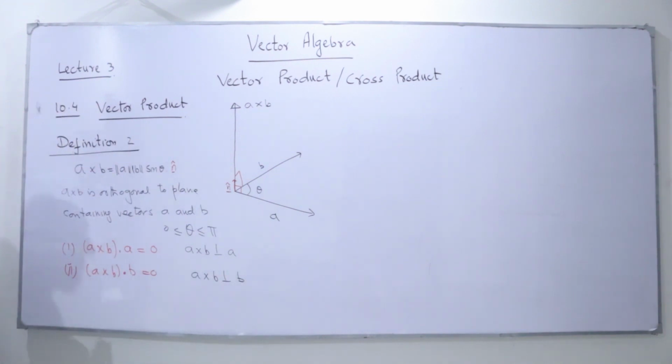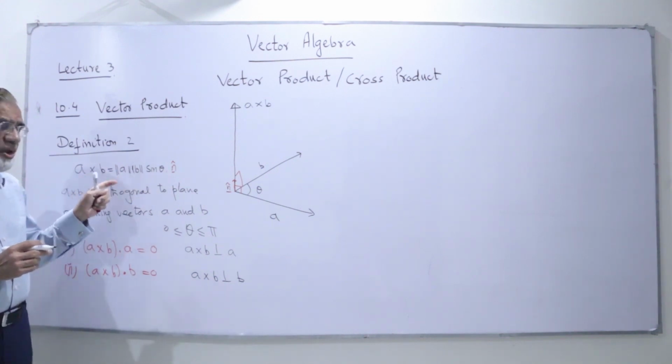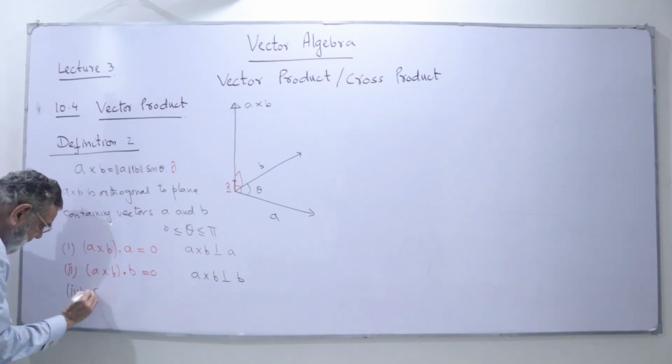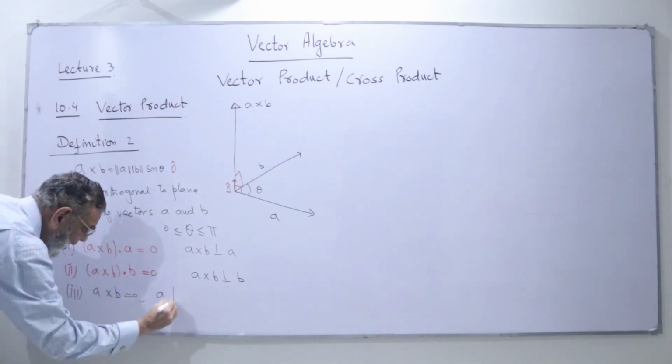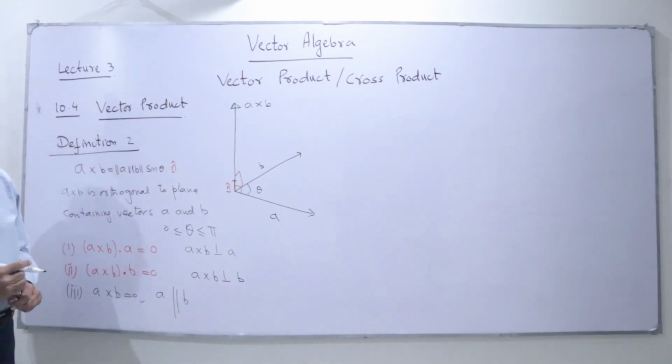You can see it here. If this angle is 0, then A and B are parallel. When this is 0, then A cross B is equal to 0. This is number 3: if the cross product is equal to 0, then A is parallel to B as theta is 0. When theta is 0, then sine 0 is 0.